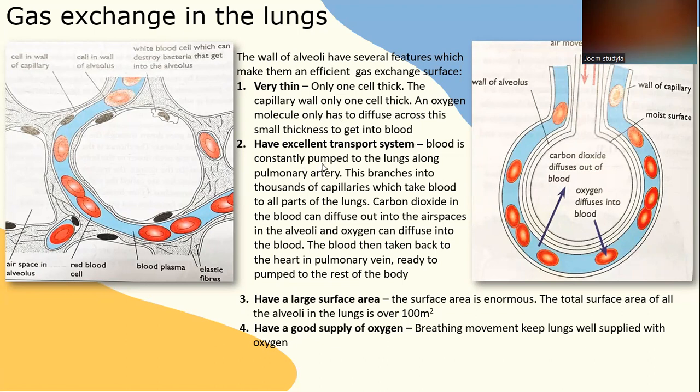Blood is constantly pumped to the lung along the pulmonary artery. This branches into thousands of capillaries which take blood to all parts of the lung. Carbon dioxide in the blood can diffuse out into the air spaces in the alveoli, and oxygen can diffuse into the blood. The blood is then taken back to the heart in the pulmonary vein, ready to be pumped to the rest of the body. Thirdly, they have a large surface area.